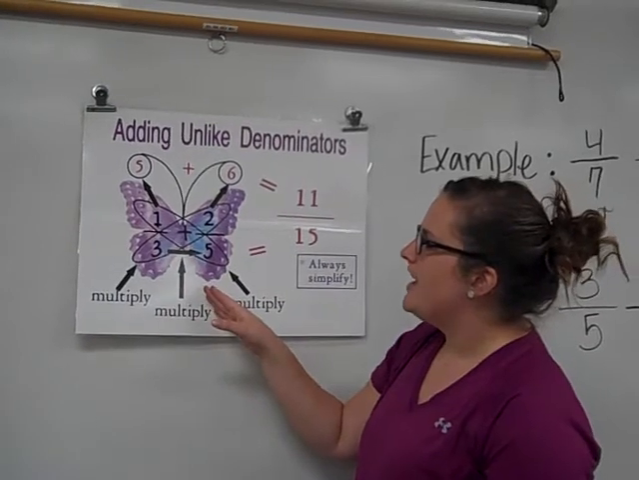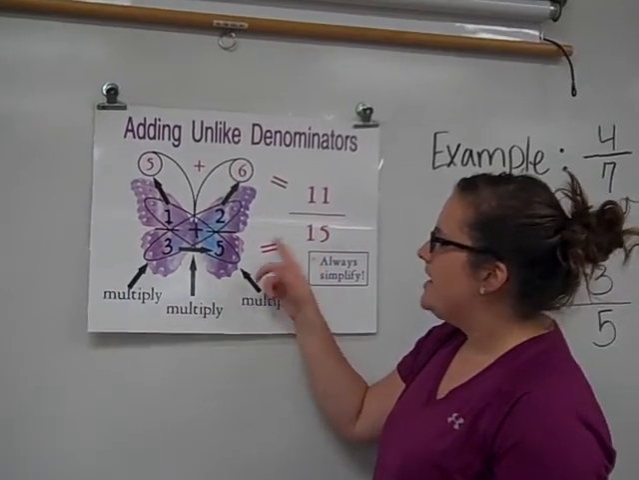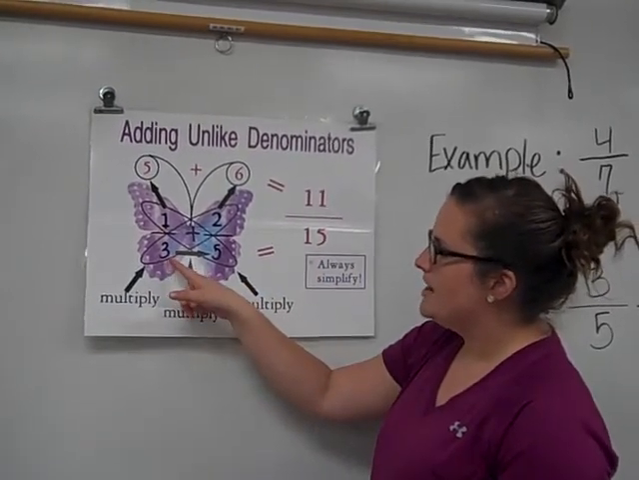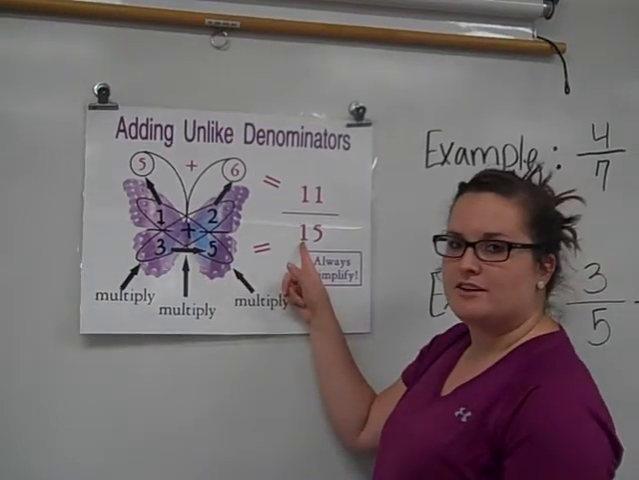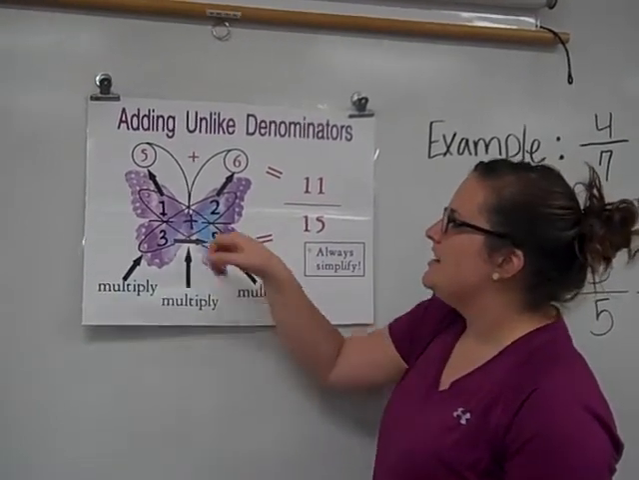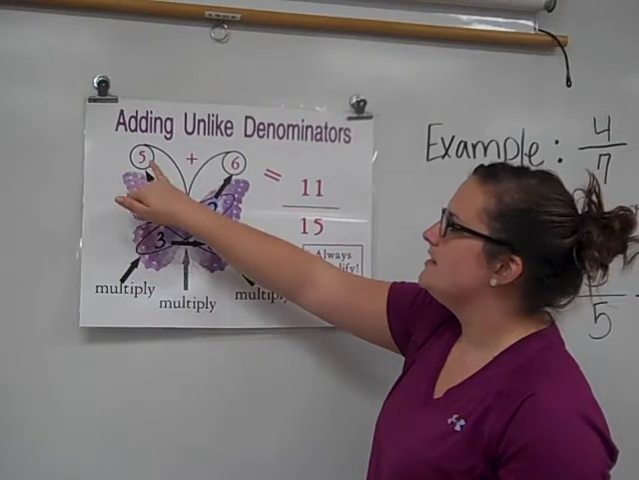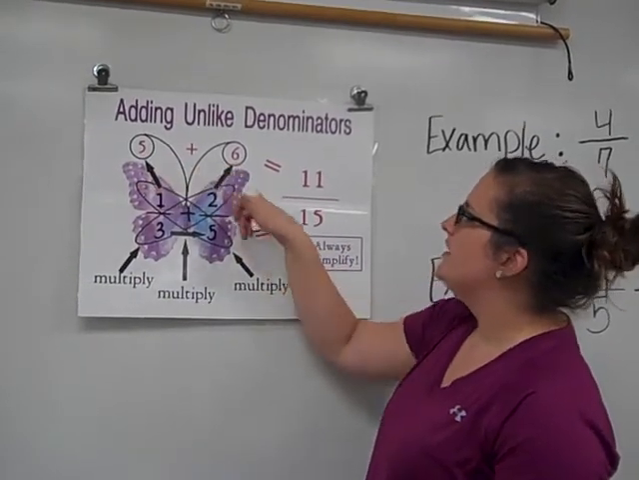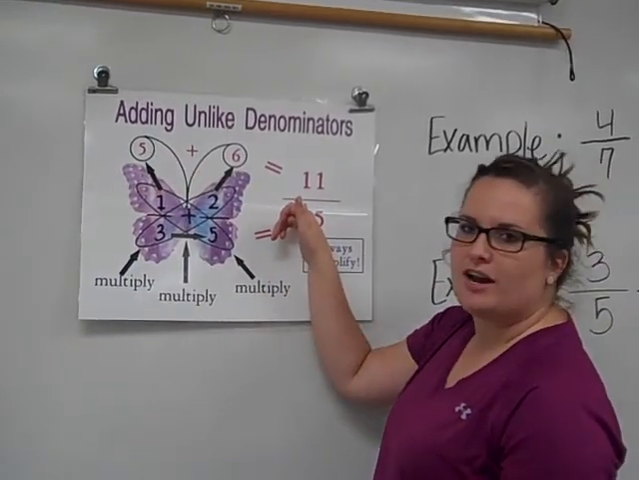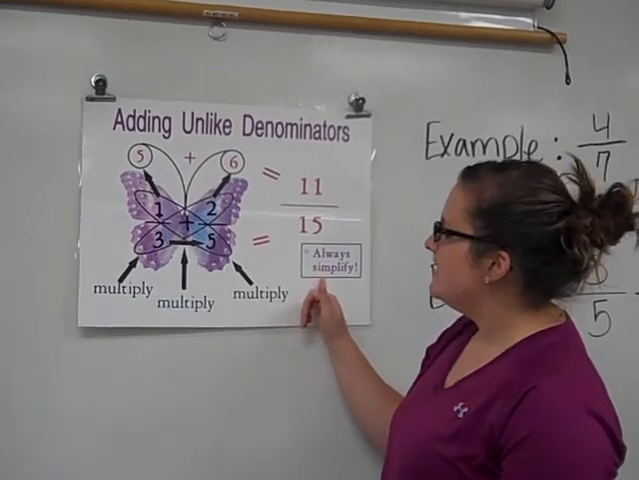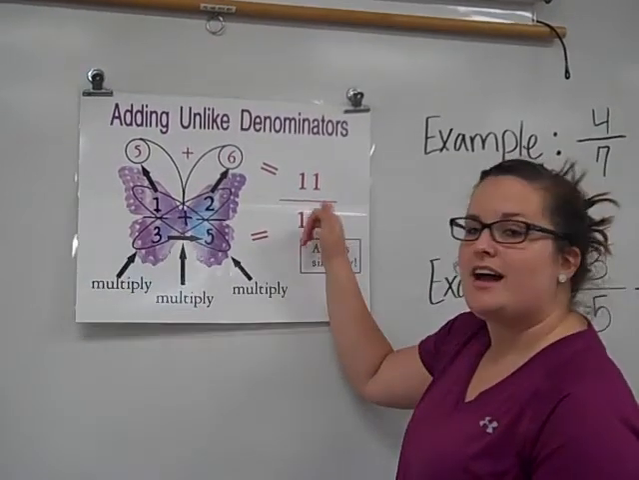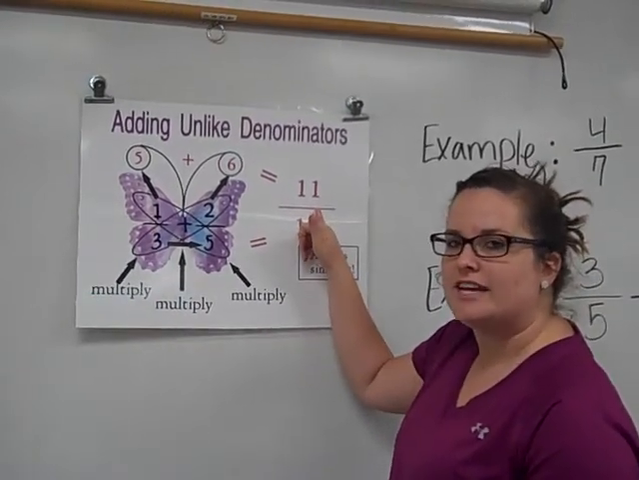So to find the answer, now we have to use the bottom answer. 3 times 5 is going to be our denominator. And then adding the antennas, 5 plus 6 is going to be our numerator. So as it says again, always simplify. We cannot simplify 11 over 15.